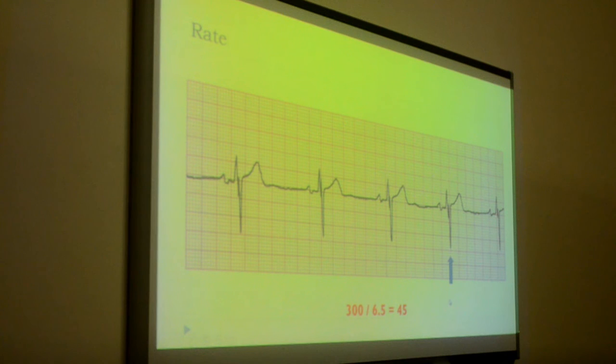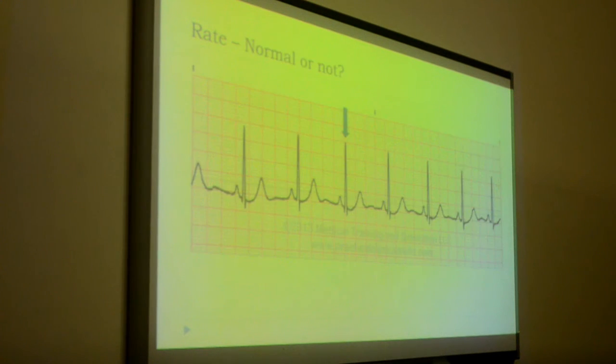Can we tell what lead this is? Do you want to guess? Somebody said P wave, yes. It's inverted. Well, it's not really inverted, it's biphasic. Biphasic, exactly. Which lead would that make it? It's V1, exactly. And we're going to discuss the P wave later.